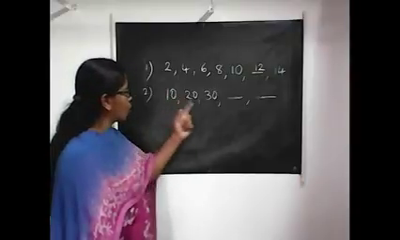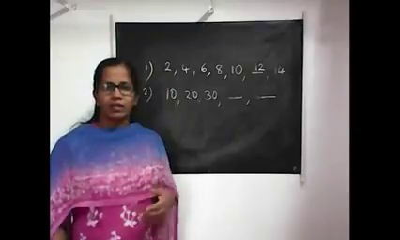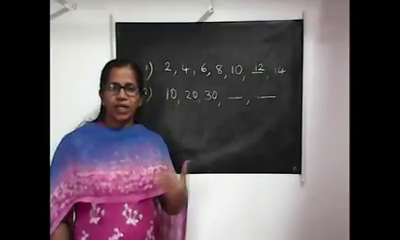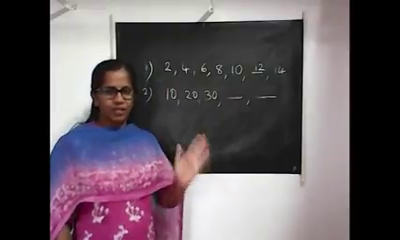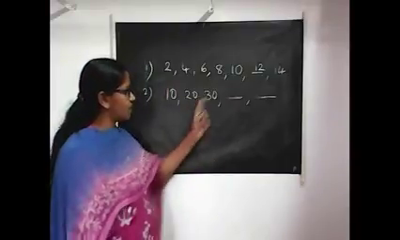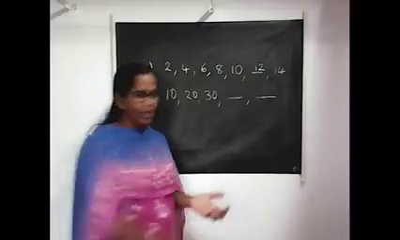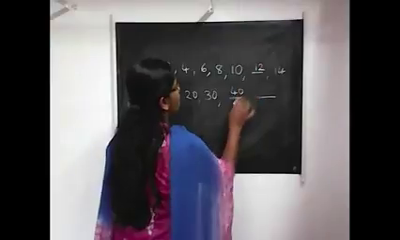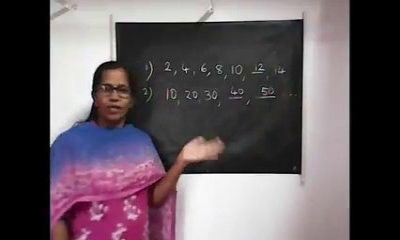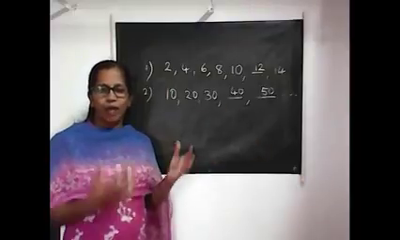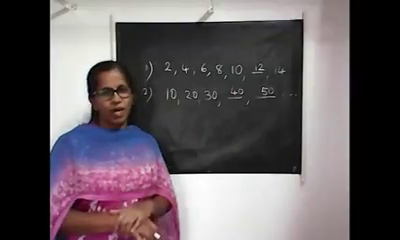See, 10 after 20, 20 after 30. That means I have used 10, 20, 30 like that. That means multiples of tens. 10 plus 10, 20. 20 plus 10, 30. 30 plus 10, supposed to be 40. Then 40 plus 10, 50. Like that it goes on. So this is what we call a pattern. So you will be asked to complete the given pattern. That is the question that will be asked.